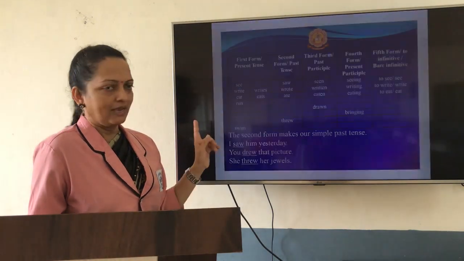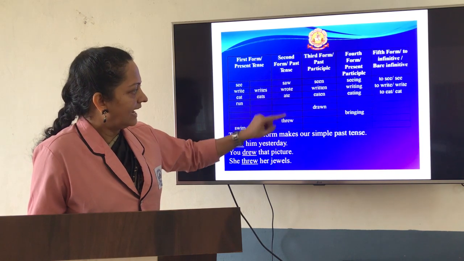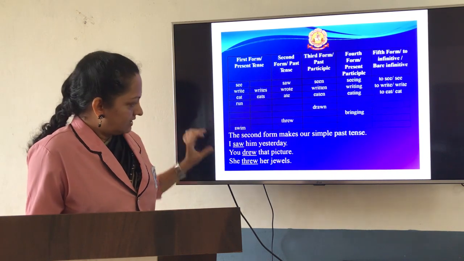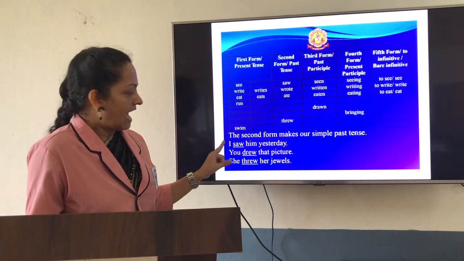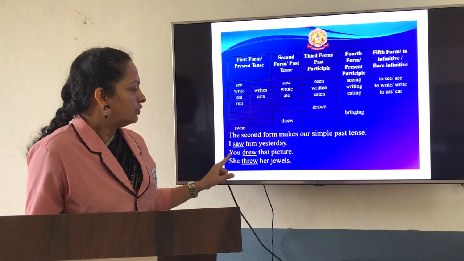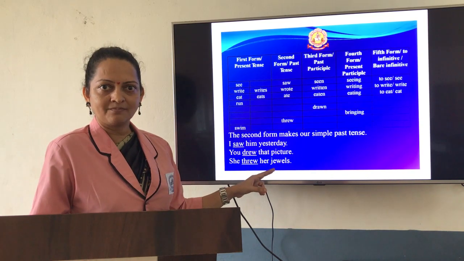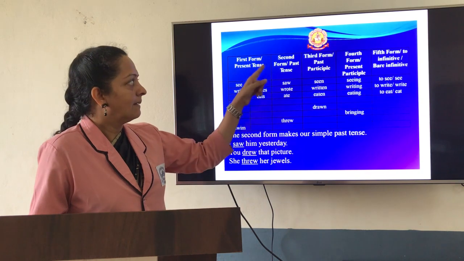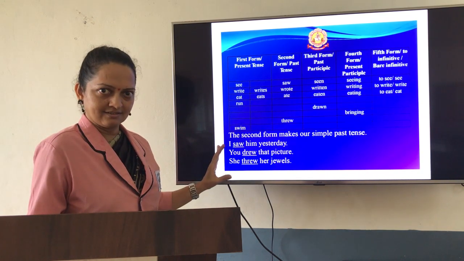The first one helps us to make simple present tense. Second one, saw, wrote, ate, threw. If you see, I have underlined those verbs over here, we use them as it is. I saw him yesterday. You drew that picture. She threw her jewels. And they help us to make simple past tense. These are simple past tense sentences.